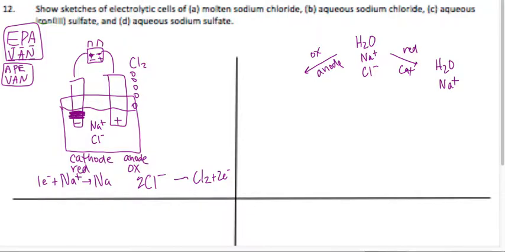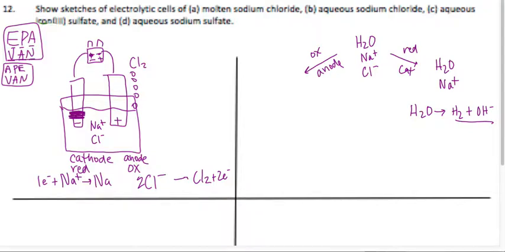So now the Chihuahua has got some choices. Na+ is a bear. So the Chihuahua's like, heck no, I'm going for the water. The Chihuahua's going to attack the water. So in this case, the water is reduced. So what are my products at the cathode? Reduction makes H2 and it's basic. So those are my products at the cathode.